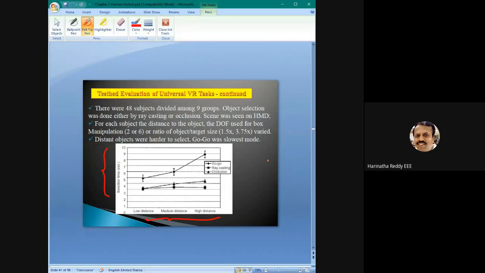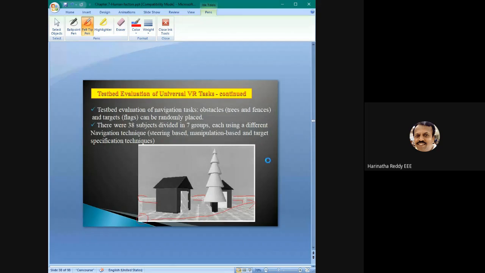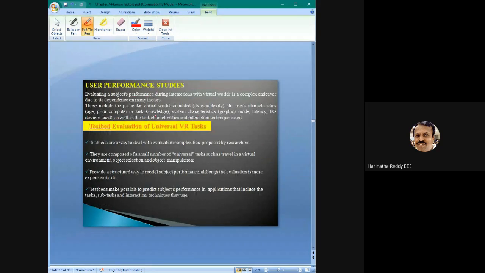So in user performance studies, to understand user performance, test bed evaluation is one example. And I already told you that in these user performance studies, even system characteristics play an important role.